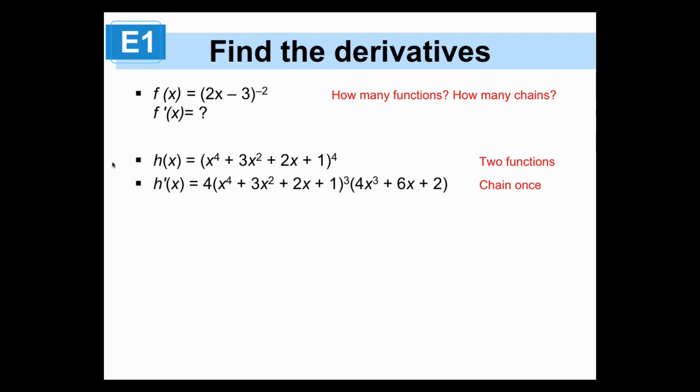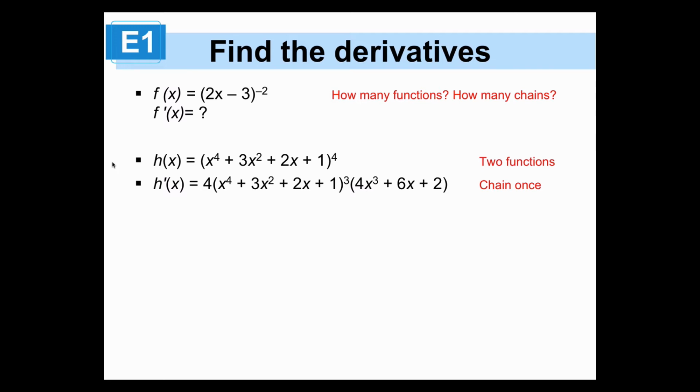I treated this as one function. I'm working from the outside in. So what's on the outside is the 4th power. Bring the power down, reduce it by 1. Don't do anything with that. Since I have 2 functions, I chain on 1. So I take the derivative of the stuff inside, and I get that.